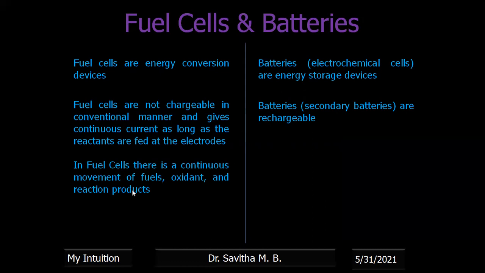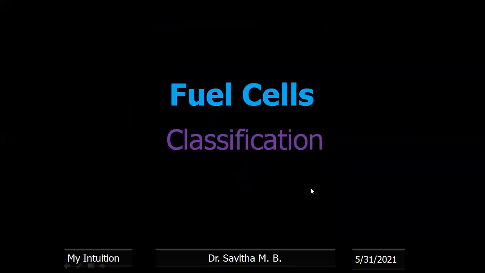Next, in a fuel cell, there's a continuous movement of fuel, oxidant, and reaction products. The reactants and products form the integral part of the batteries. Now, classification. A fuel cell has an anode, cathode, anode reactive mass, cathode reactive mass, and electrolyte. You cannot classify depending upon the anode reactive mass, because always only fuel is used. You cannot classify depending upon the cathode reactive mass, because always only oxygen is used.